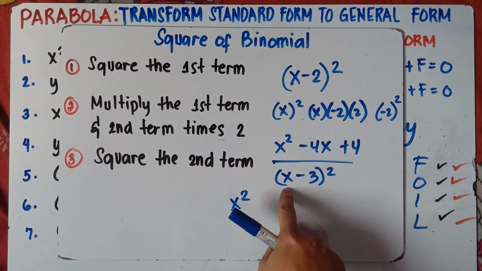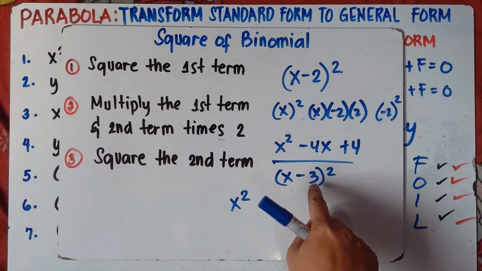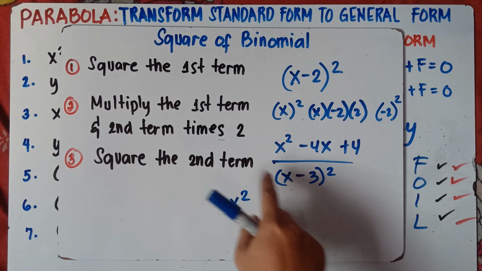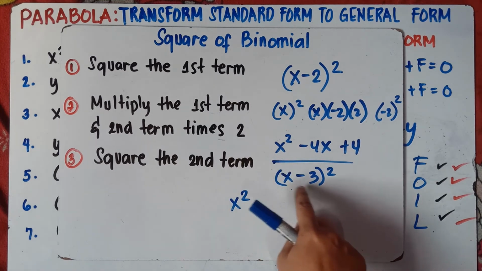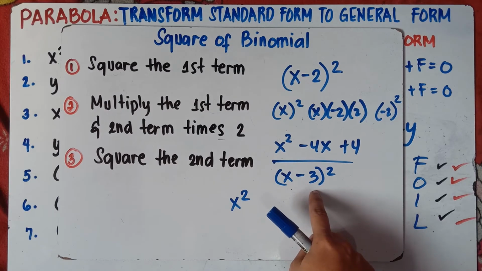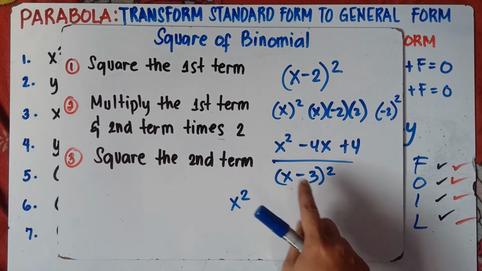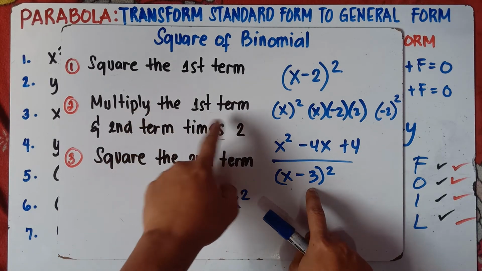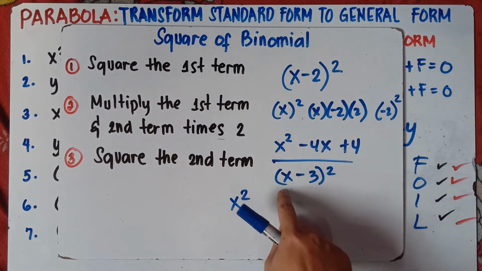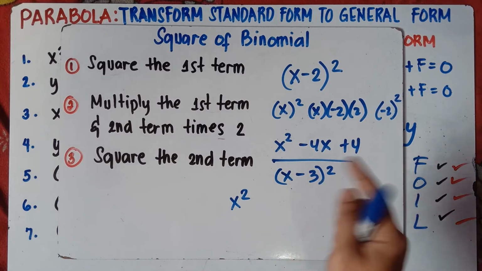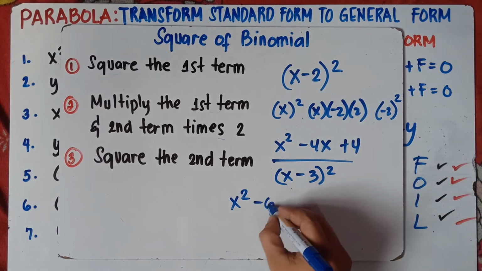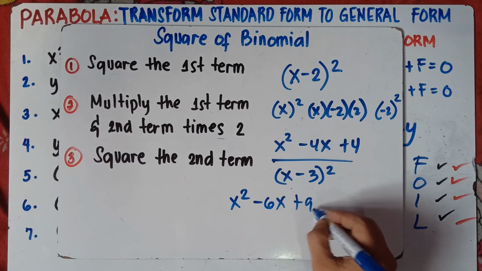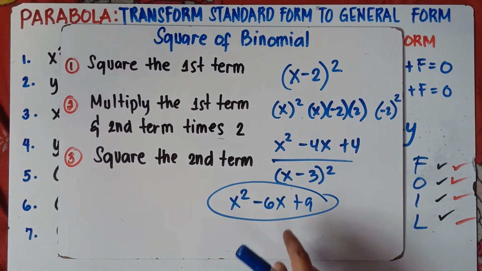Then multiply the first term and second term. X times negative 3. Once again, we just have an example, class. Positive times negative is negative. X times negative 3, that's negative 3x. Times 2. Once again, multiply the first term and second term times 2. X times negative 3, that's negative 3x, times 2, that's negative 6x. Then you square the last term, negative 3 times negative 3, that's positive 9. This will be your answer, class. Easy, right? For the square of binomial.